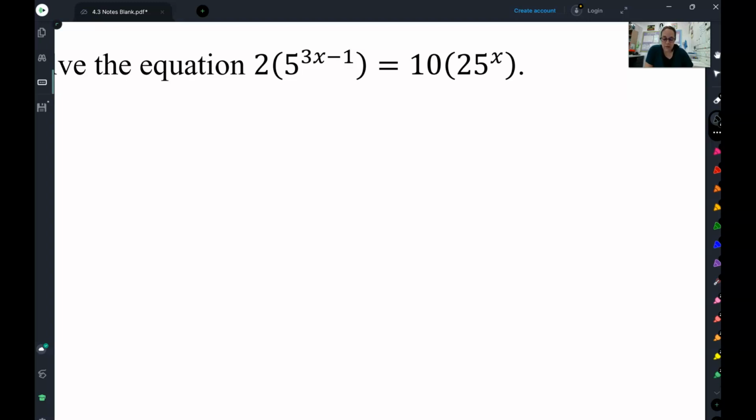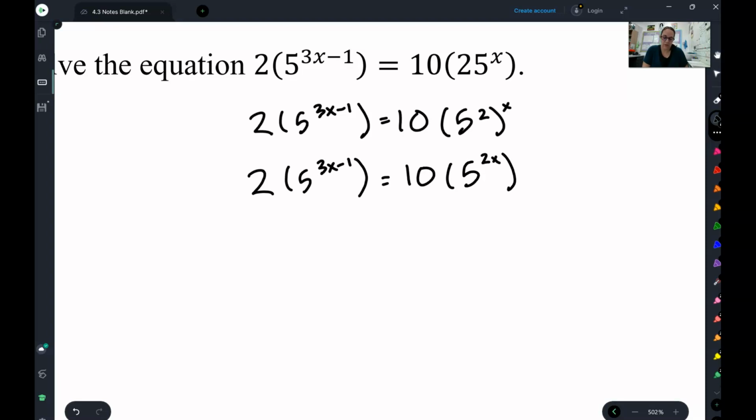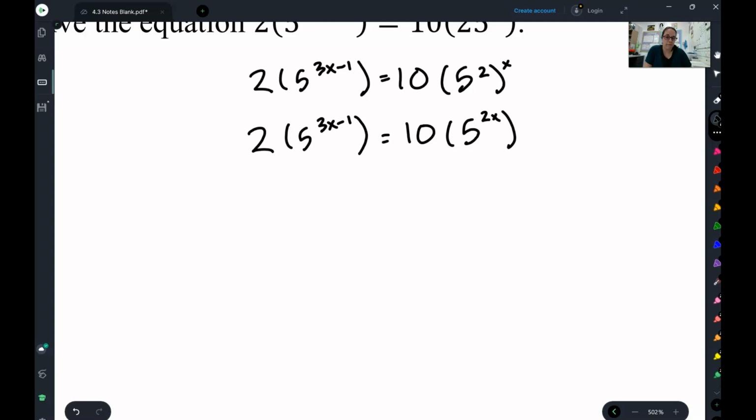Okay, now this one, I have two exponentials here, so my instinct would be to try to get that 1-to-1 property to work, especially because I noticed pretty quickly that I have a 25 in here, and 25 is 5 squared, to the x. And I remember my rules of exponents, that if I have a power raised to another power, I multiply those exponents. So 2 times x gives me 2x, and now I've got this. Now I can see that I'm getting a lot closer to my 1-to-1 property. I've got 5s on both sides.